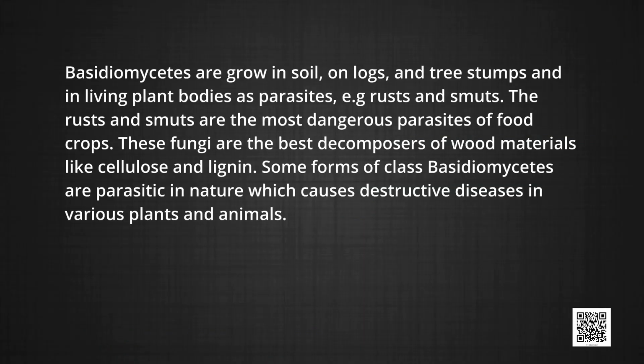Basidiomycetes grow in soil, on logs and tree stumps, and in living plant bodies as parasites, for example rust and smut. The rust and smuts are the most dangerous parasites of food crops. These fungi are the best decomposers of waste material like cellulose and lignin. Some forms of class Basidiomycetes are parasitic in nature which causes destructive diseases in various plants and animals.